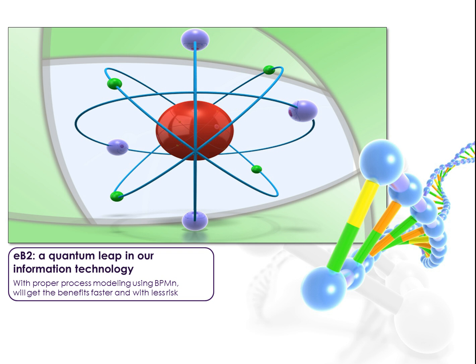EB2, which is the information technology system that we're undergoing the transformation to, is a quantum leap in better information technology. We're leaping forward 15 years in capability when we successfully migrate our system using proper process modeling notation. We'll get the benefits faster and with less risk.